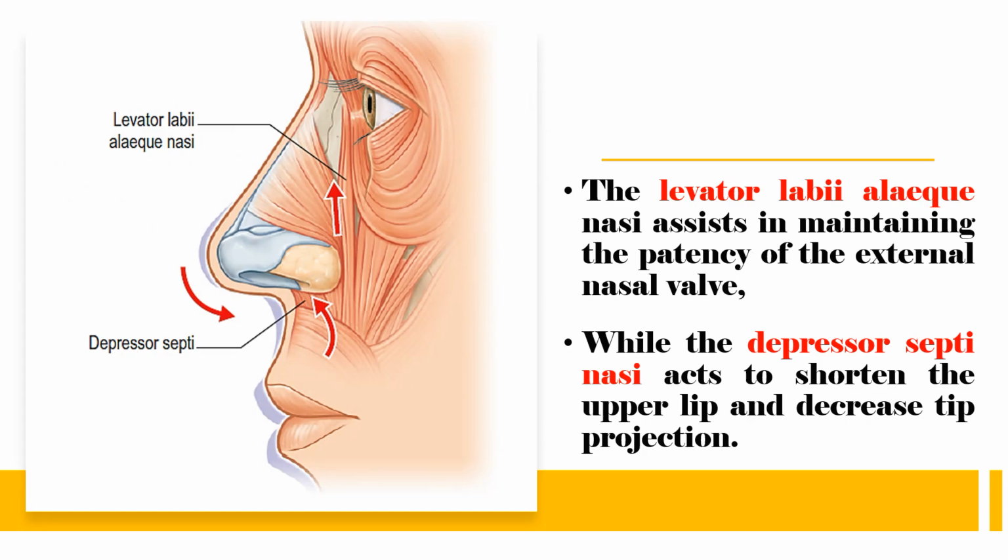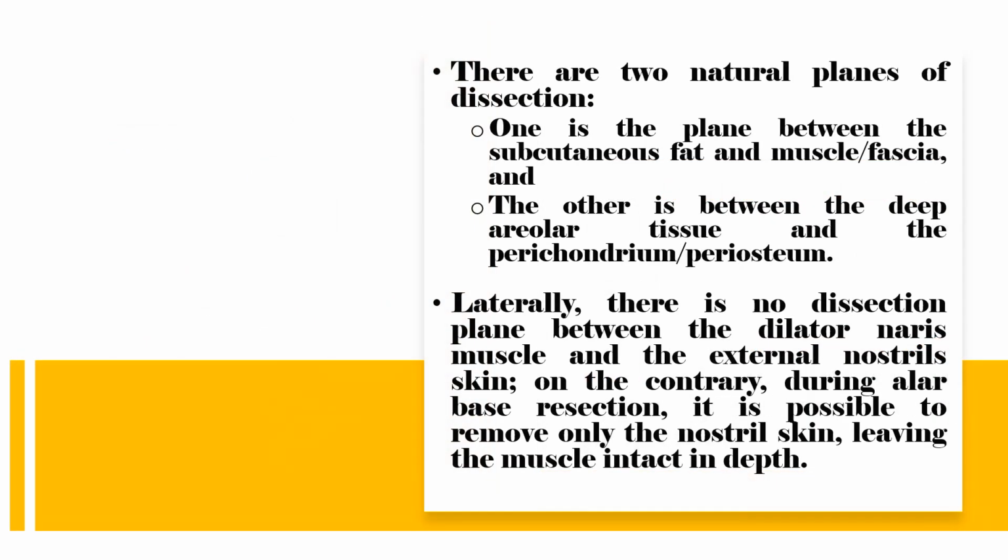The levator labii oblique nasi assists in maintaining the patency of the external nasal valve, while the depressor septi nasi acts to shorten the upper lip and decrease tip projection. There are two natural planes of dissection. One is the plane between the subcutaneous fat and muscle/fascia, and the other is between the deep areolar tissue and the perichondrium/periosteum. Laterally, there is no dissection plane between the dilator naris muscle and the external nostril skin. On the contrary, during alar base resection, it is possible to remove only the nostril skin, leaving the muscle intact in depth.